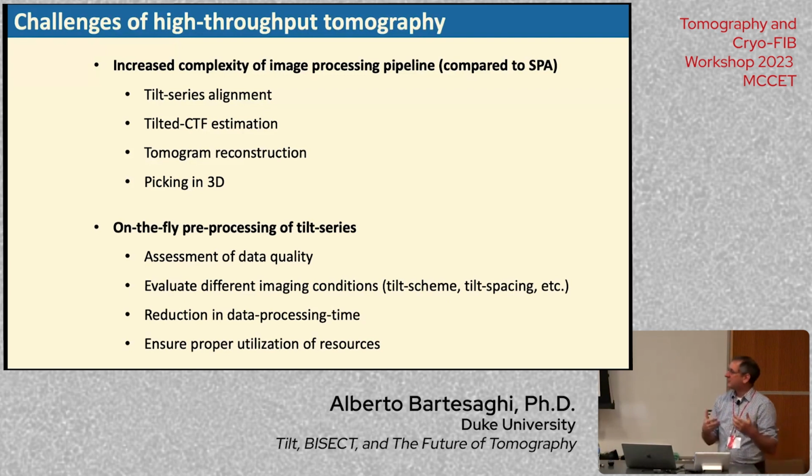You can maybe try out different imaging conditions like tilt scheme, tilt spacing, and so forth. This way, as you process data as it's coming out from the microscope, that will actually save you time later because you only need to align tilt series once. You don't need to do that over and over. So if you do it during data collection, it will actually save you time and make it more efficient. And that will also make the use of the resources more efficient as well.